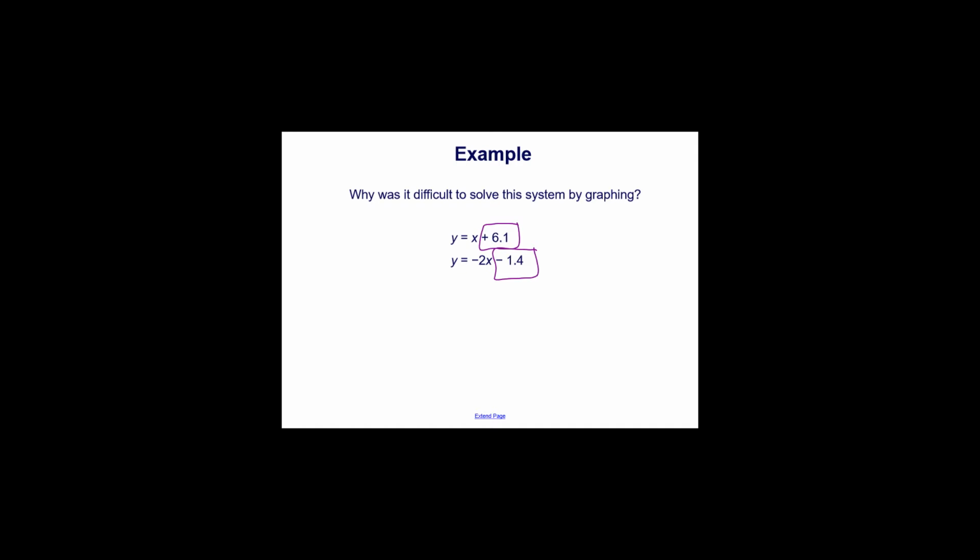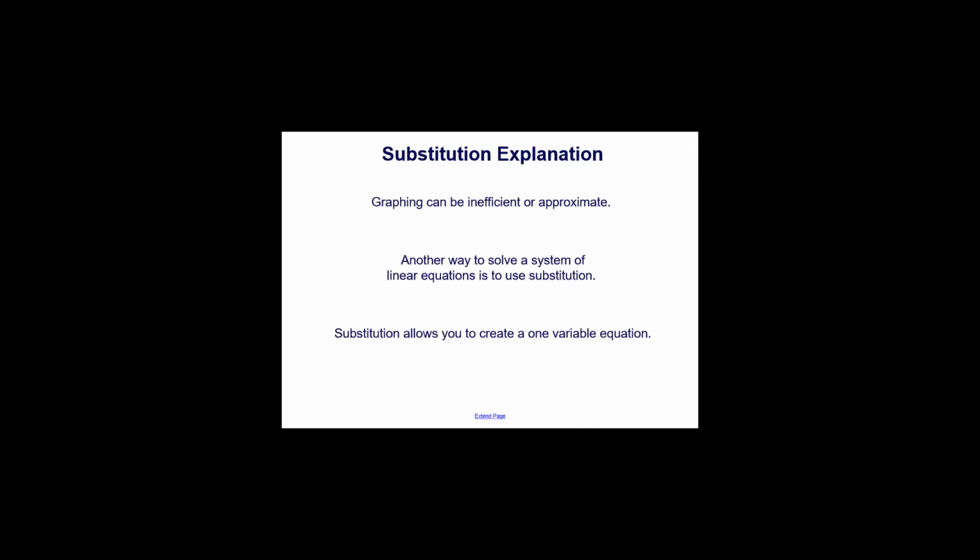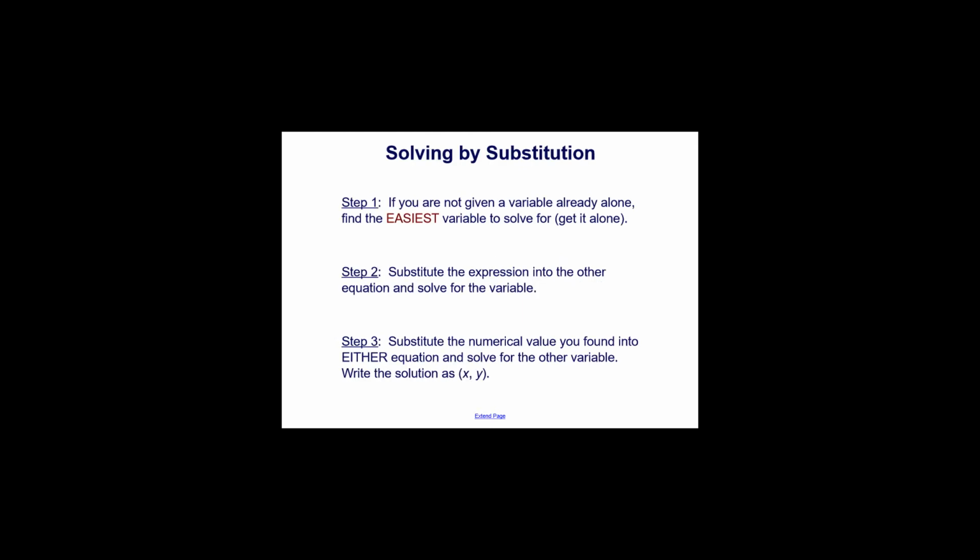We need a different method to solve this system so we can get an exact solution. We want the exact decimals, the exact answer to this system. We don't want to have to estimate. There has to be another way. Graphing can be inefficient or approximate when solving a system of equations. But another way to solve a system of linear equations is to use something called substitution. Substitution allows you to create a one-variable equation when you originally had two equations with two different variables. There are 3 steps to solving a system using substitution.